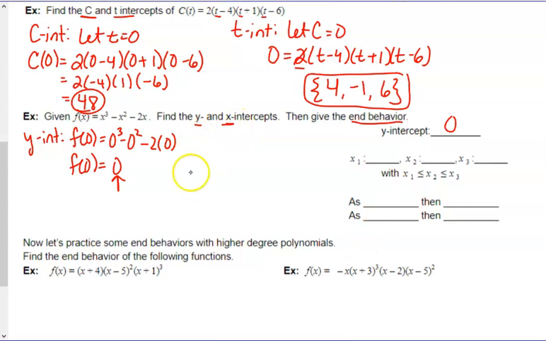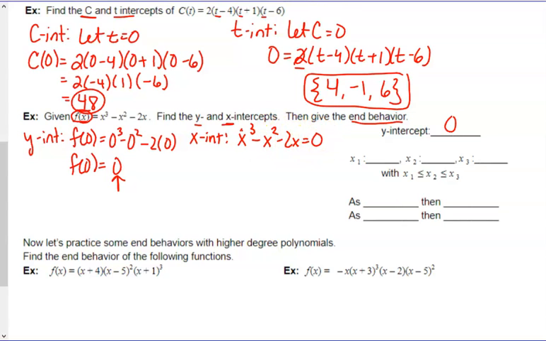Now, what about our x-intercepts? We want to let y equal 0 for our x-intercepts. Well, what is y? I don't see y, but remember that function notation is the same as y. That's our output. So actually I'm going to reverse the sides. I'm going to write this first and set it equal to 0. We can do that. So let's do x cubed minus x squared minus 2x equals 0.